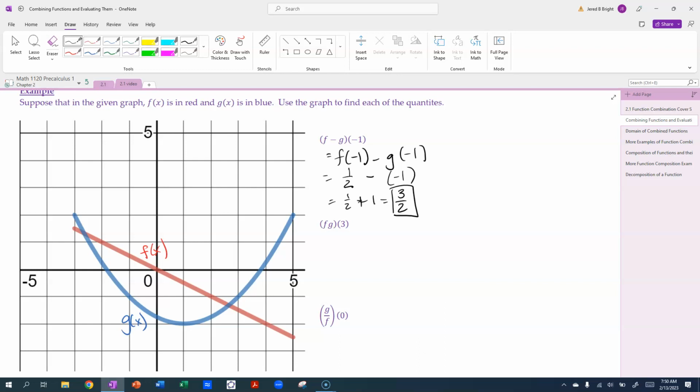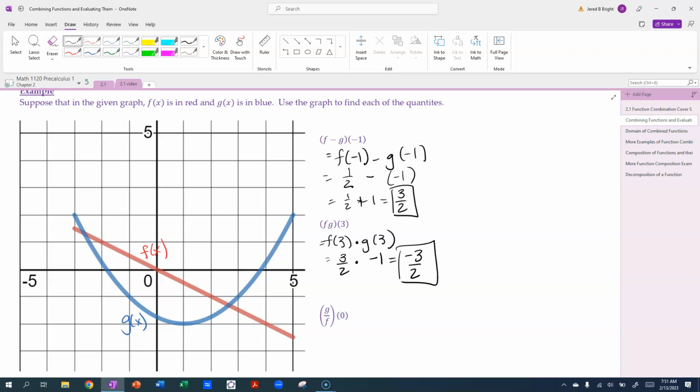Next one, (fg) of 3. This is f of 3 times g of 3. Again, I'm going to go to 3 for the x coordinate, and then my y value, f of 3, looks to be about 1.5, better known as 3/2. I like improper fractions. What can I say? And then for g of 3, this is going to be negative 1, so then I end up with negative 3/2.